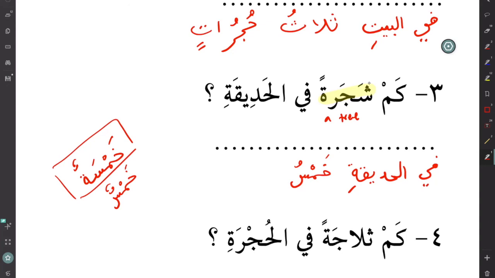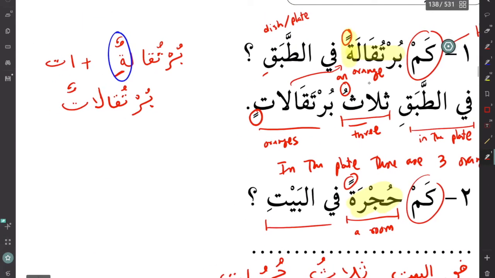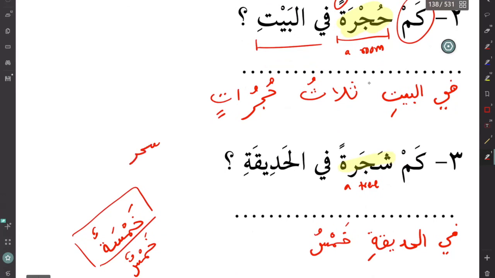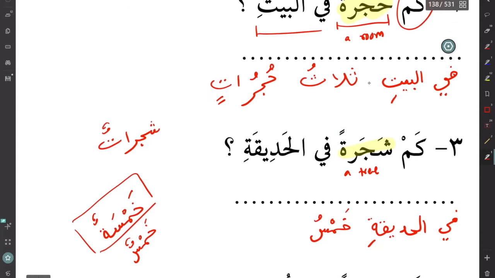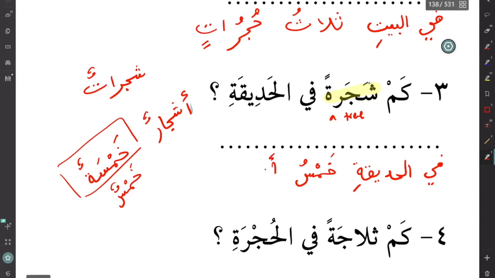Now we have to know how to say trees in plural, okay? So we have shajara. How do you say the plural, trees? Here you can use the technique that I explained to you. When you have ta marbuta, you just remove it and add alif and ta, shajaratun, as a plural. But the most commonly used plural for shajara is actually a broken plural, which is ashjar, ashjarun. So here you have to say khamsu ashjarin. Right? Khamsu ashjarin. 5 trees.